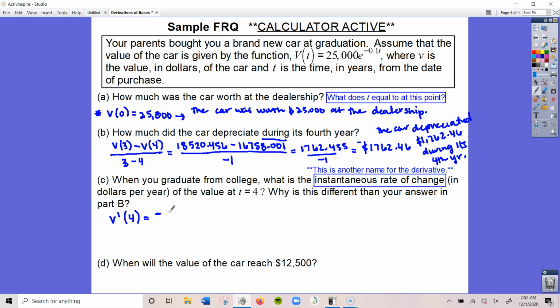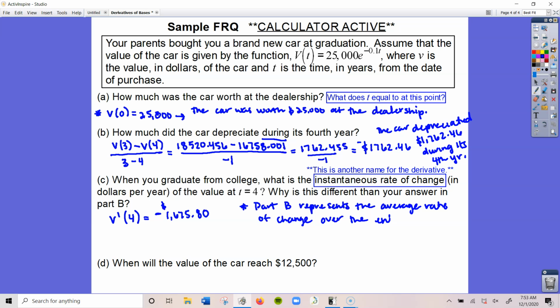So negative 1,675.80. I'm putting 80 because remember that these numbers represent the rate of depreciation. So this is money. Now, why is this answer different than the answer in part B? And that's because part B represents the average rate of change over the entire 4th year.